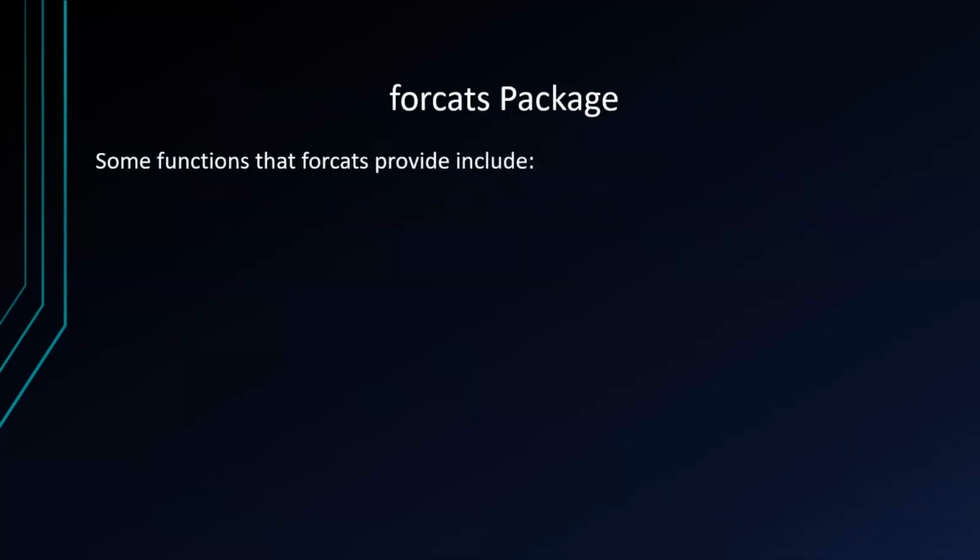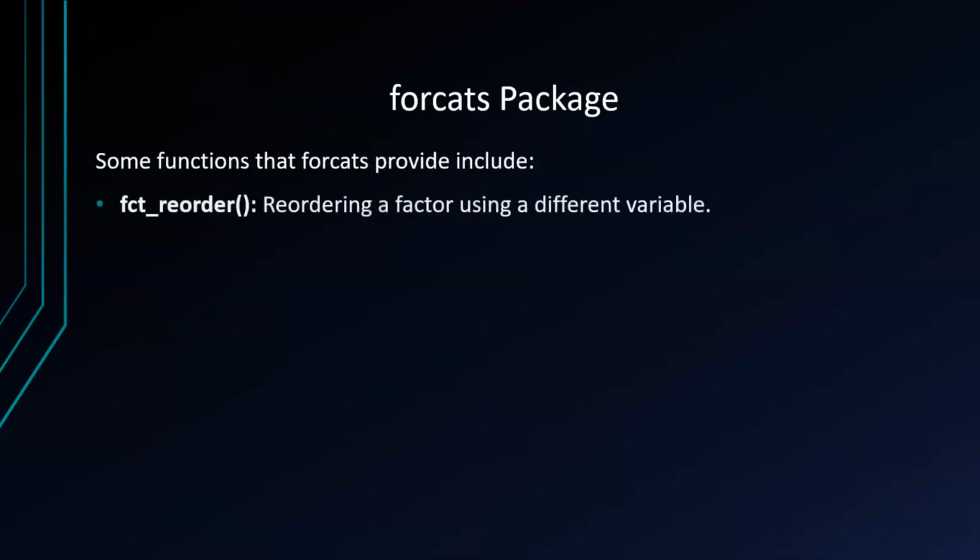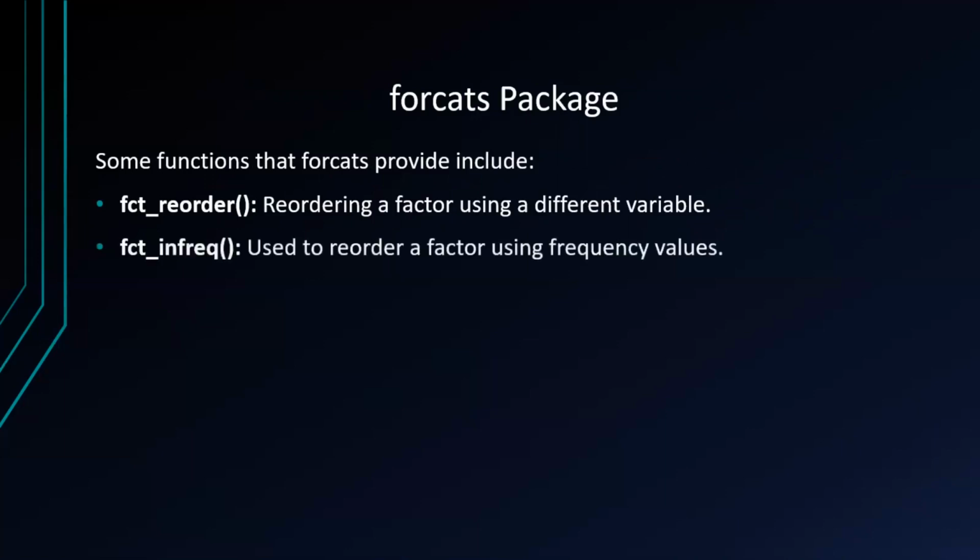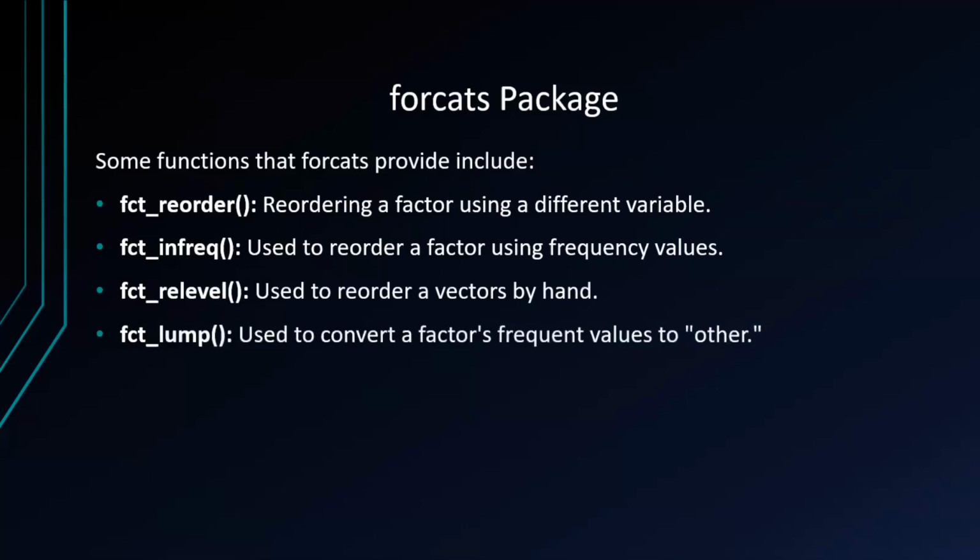Some functions that forcats provides include fct_reorder, which is used for reordering a factor using a different variable. Next, we have fct_infreq, which is used to reorder a factor using frequency values. Then we have fct_relevel, which is used to reorder our levels by hand. In the last, we have fct_lump, which is used to convert a factor's infrequent values to other. Now let's move to RStudio to do its implementation.